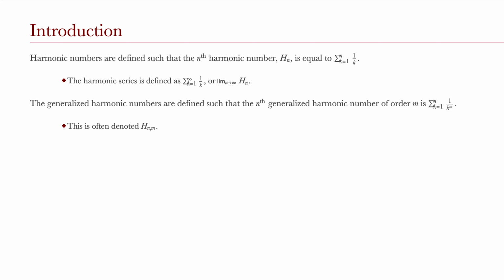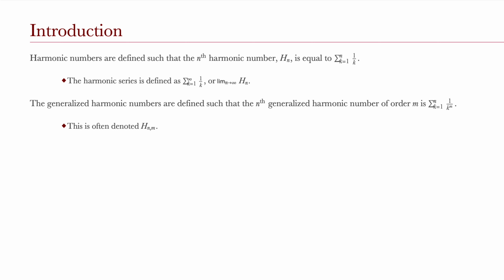The generalized harmonic numbers are defined such that the nth generalized harmonic number of order m is the sum of the reciprocals of the integers raised to the power of m from 1 to n, and this is often denoted h sub n comma m.